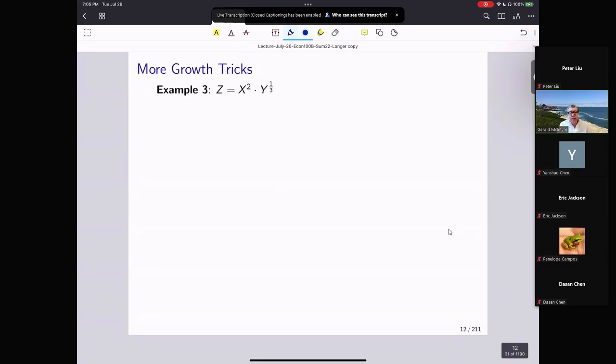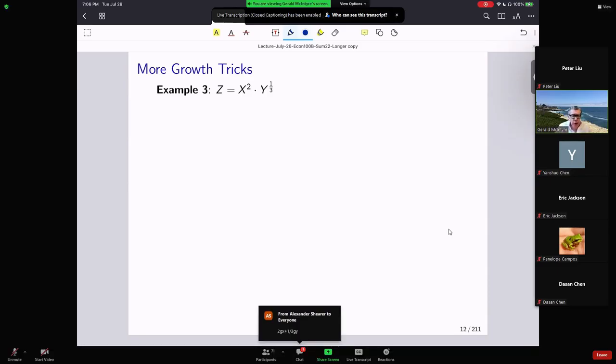Next, we'll do this example. Someone write out for me the growth rate of Z. I'm going to take a little break here and wait for the answer in chat. Remember the growth notation. Are people paying attention to chat? We got Alexander here. Let's see. Alexander says it's 2 times the growth rate of X plus one third times the growth rate of Y, and that is correct. Okay, good to go.